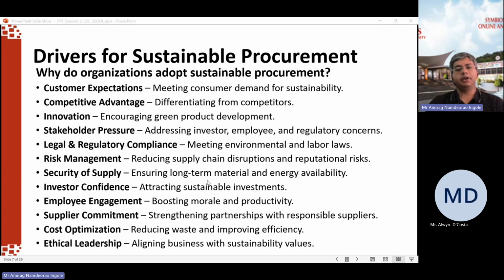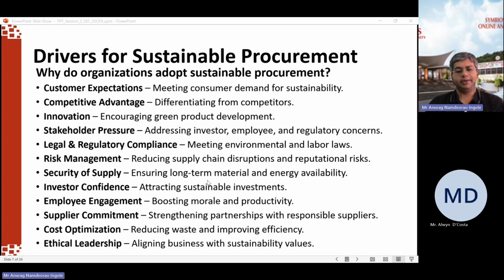Supplier commitment, strengthening partnership with responsible suppliers. So if we want to be sustainable as a procurement function, or if we want our supply chain to be sustainable, who is going to partner with us or who is going to help us achieve that? Our suppliers, naturally. We need supplier commitment. And for that, we need to have better partnerships with them, rather than just having transactional partnerships of selling and buying. We need to engage more with them. We need to collaborate with them in order to be sustainable together.